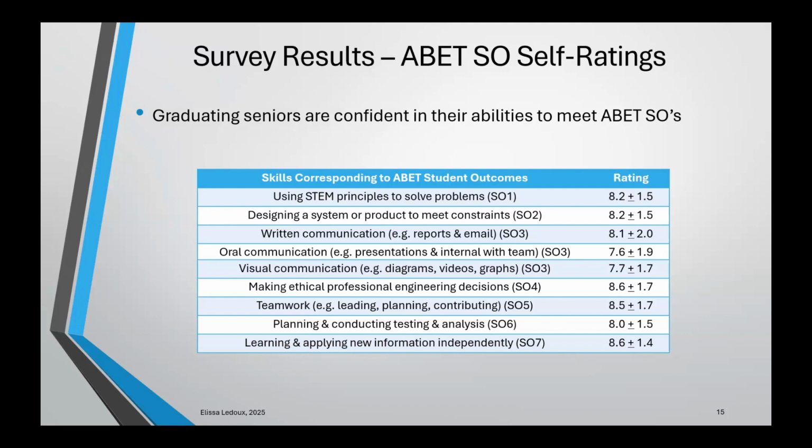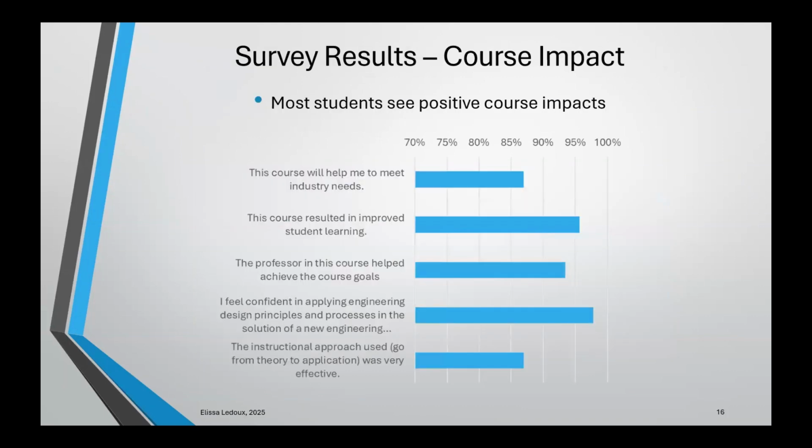The lowest two here are oral and visual communication. And this makes sense because a lot of students struggle making or giving PowerPoint presentations. So this is another area for potential improvement. Most students see positive course impacts regarding important skills, improved learning, and instructor investment.